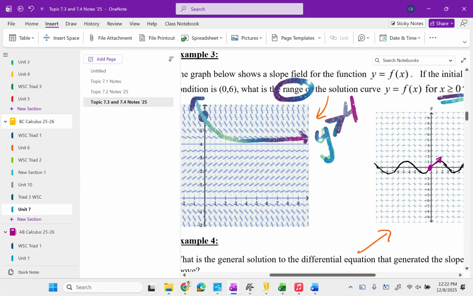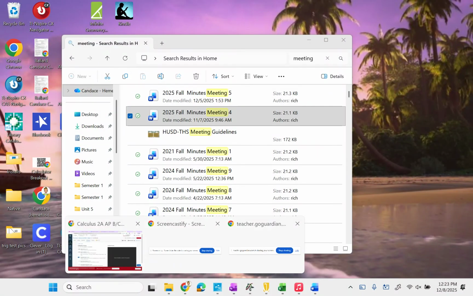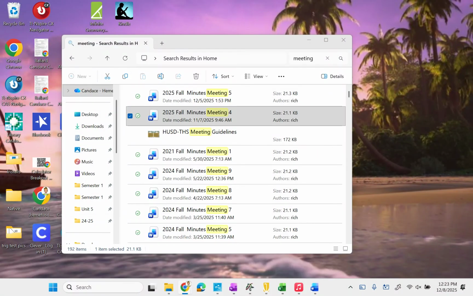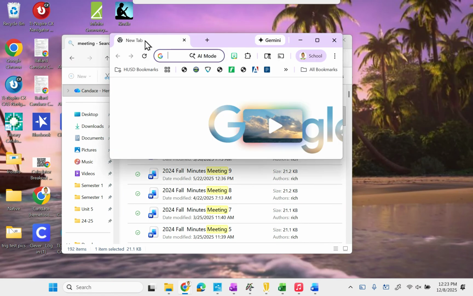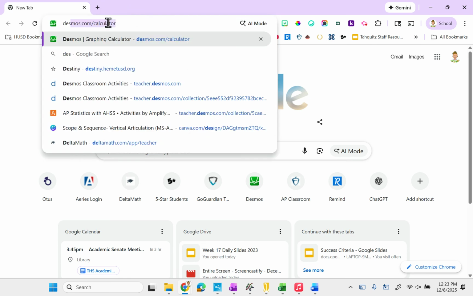If it was going down first, it would be negative sine. Let's look really quickly. Let me go to a Desmos tab really quick, just so you can see it.